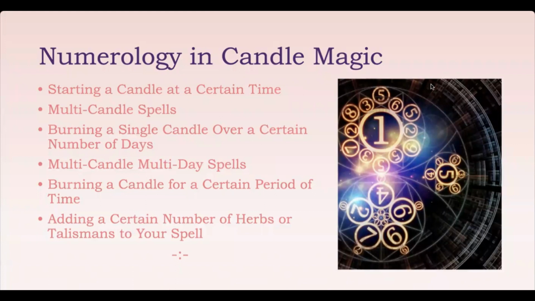So when we're using numerology in candle magic, it can show up in a number of ways. First, it can start with starting a candle at a certain time of the day. Numerology shows up also in multi-candle spells and burning a single candle over a certain number of days. We can also get into more complex things like multi-candle, multi-day spells, or burning a candle for a certain period of time. And of course, adding a certain number of herbs or talismans to our spells.